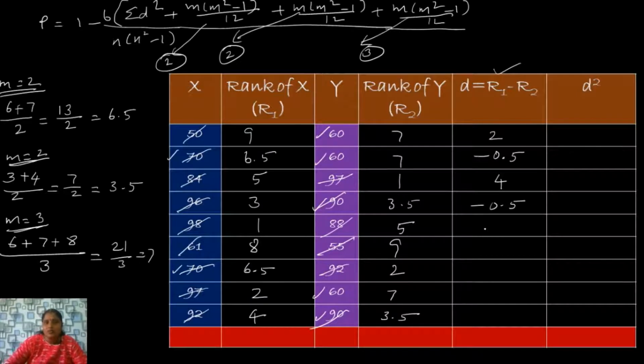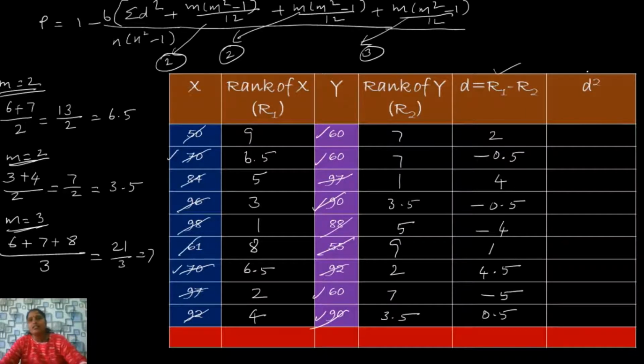1 minus 5, that is minus 4. 8 minus 9, that is 1. 6.5 minus 2, that is 4.5. 2 minus 7, that is minus 5. 4 minus 3.5, that is 0.5.